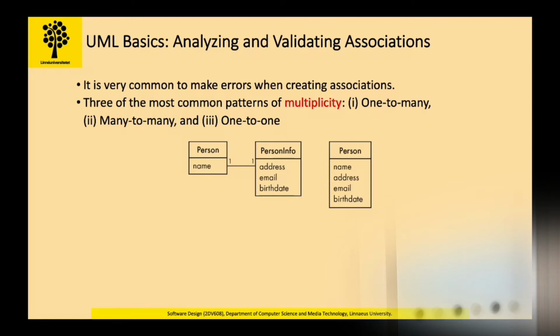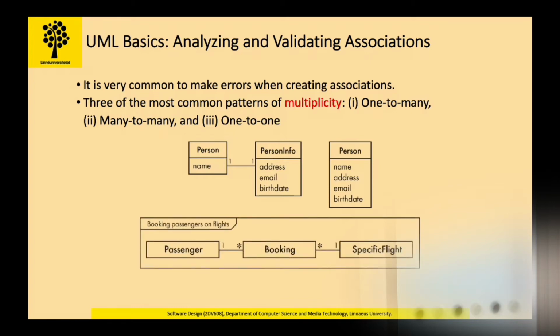And also, I think I already mentioned it, if you have a one-to-one association, you should always merge them to make it less complex. There can be further complex relationships, like one passenger might have multiple bookings and one flight also has multiple bookings.